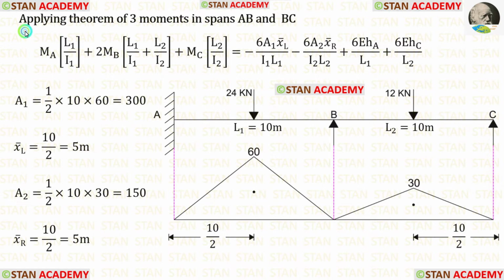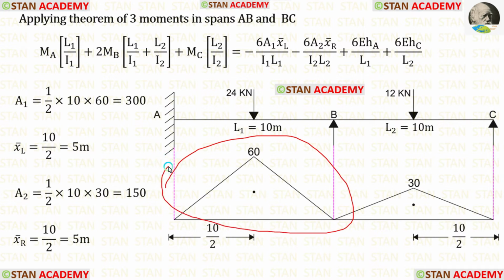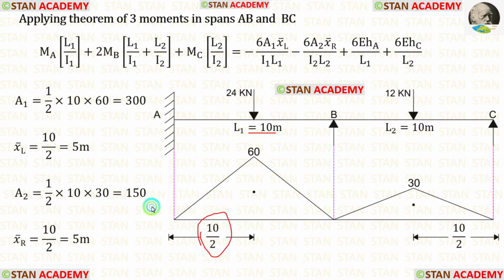Now, let us apply the theorem of three moments in spans AB and BC. We have already calculated area 1 in the previous step. Now, let us find x bar left. This is a symmetrical diagram. So the centroid lies in the center. When we divide the length by 2, we will get x bar left, which is equal to 5 meter.